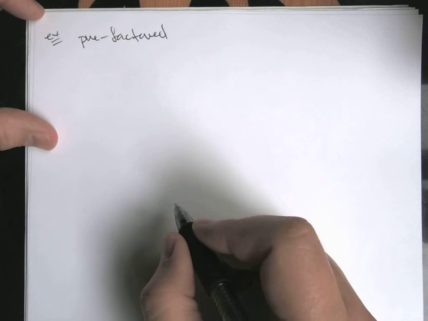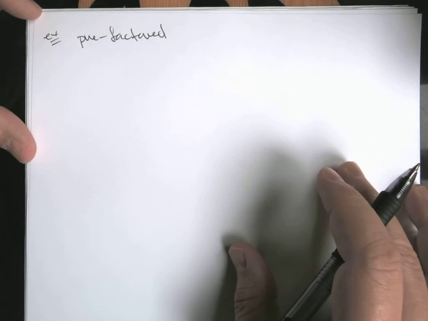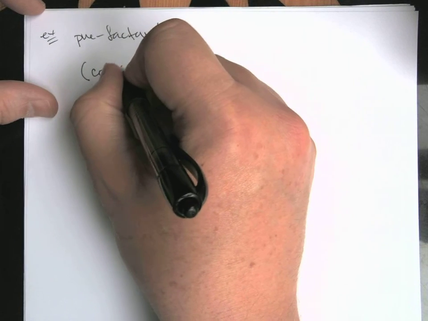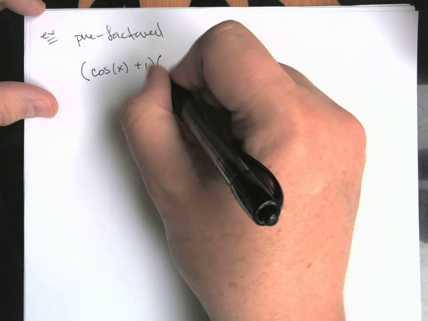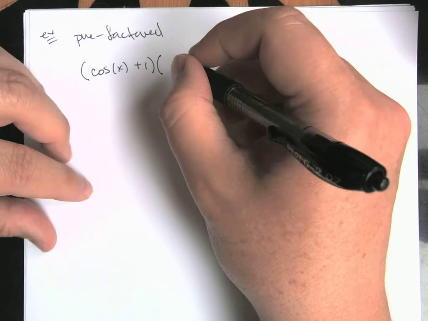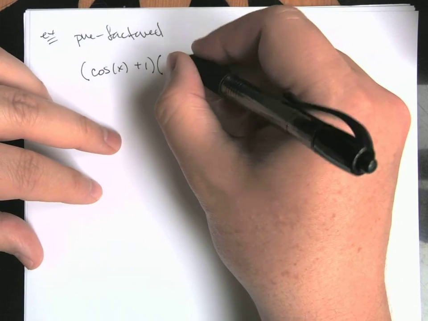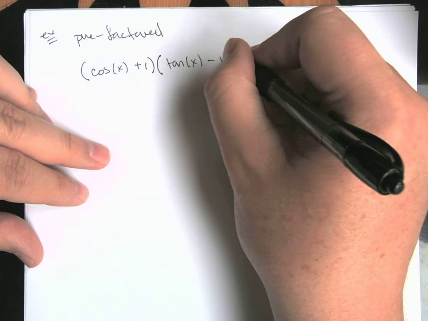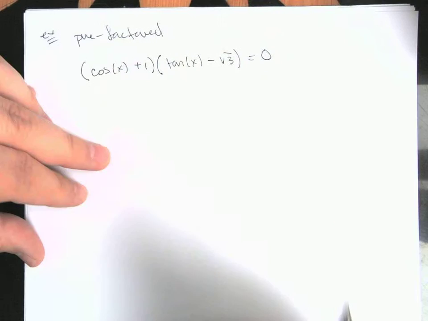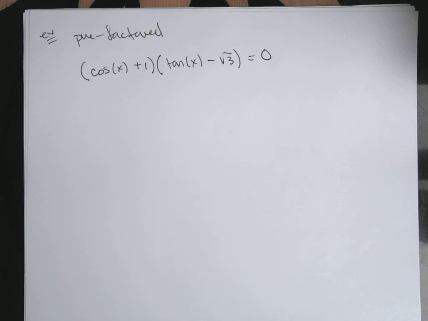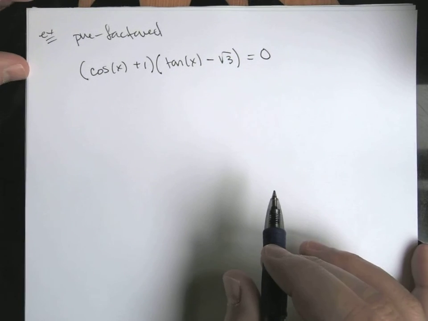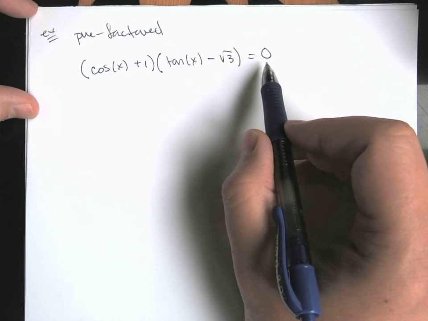So pre-factored, this is like some of those polynomials we were doing. So maybe I have something like the cosine of x plus 1 times, I don't know, tangent of x minus the root of 3, equals 0. If I get two pieces that are pre-factored, this is really just two short equations, right? These are both equal to 0.